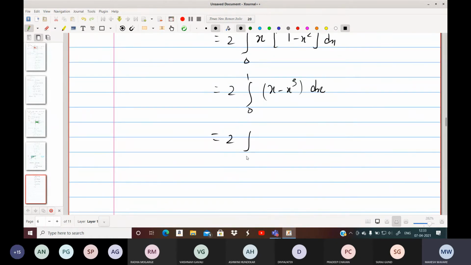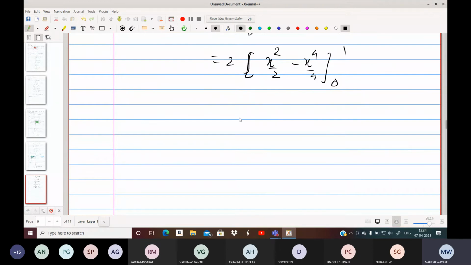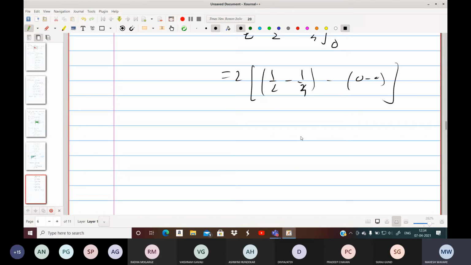So 2 multiplied by, okay, I'm writing the integration of it, x square upon 2, x raised to 4 upon 4, 0 to 1. Putting the upper limit, some value will come; the lower limit will give 0. So 1 upon 2 minus 1 by 4 minus 0 minus 0, the lower limit. So this is 1 by 4, 1 by 2 minus 1 by 4 is 1 upon 2 again.